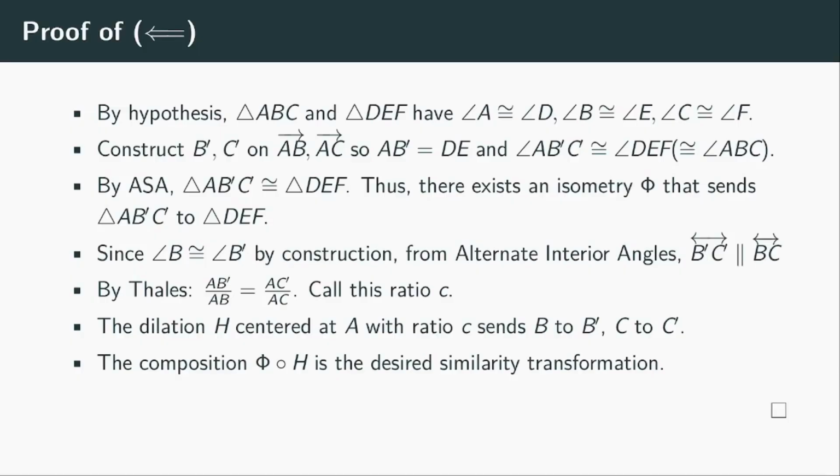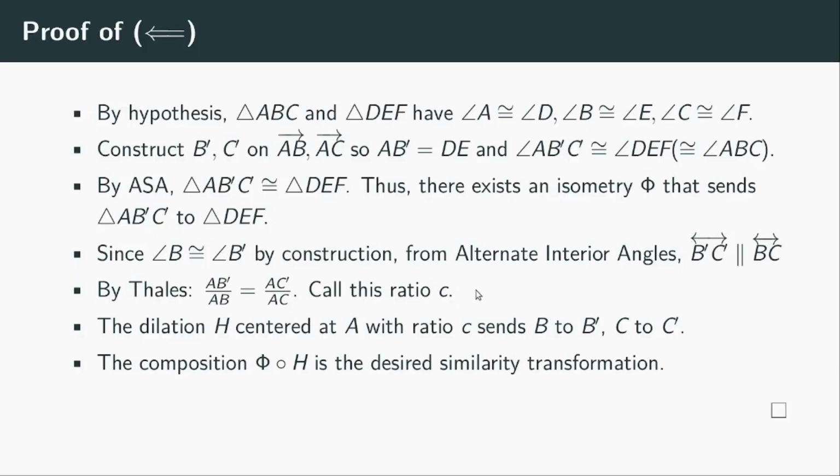Okay, leaving this aside for a second, we constructed the angle in B to be congruent to the angle in B prime. So by the alternate interior angles theorem, we have that B prime C prime is parallel to BC. So now by the theorem of Thales, we can say something about the ratios of those side lengths: AB prime over AB equals AC prime over AC, calling that ratio C.